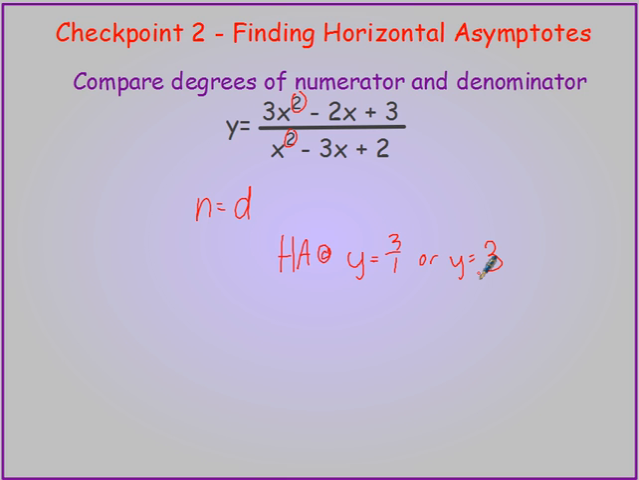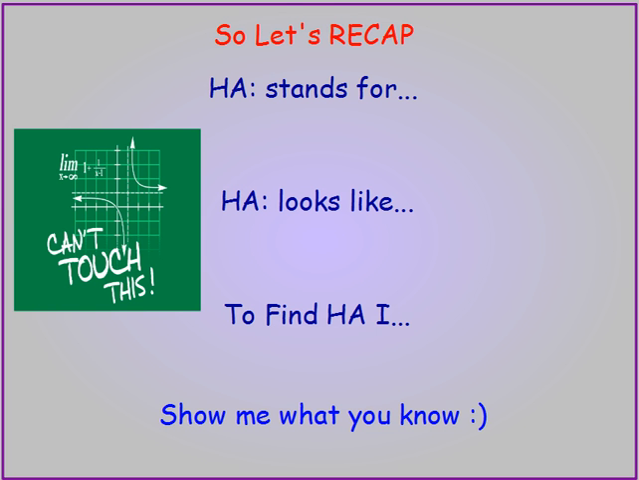We good? So, HA stands for what? What does that look like? It's a horizontal line that the function cannot touch. Now remember, I kind of put an asterisk because that usually applies to the outside parts, right? The inside can, I'm not saying it will, but it can go through it. Okay? And then, how do you find the HA?